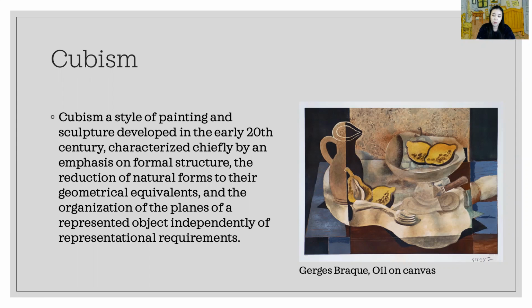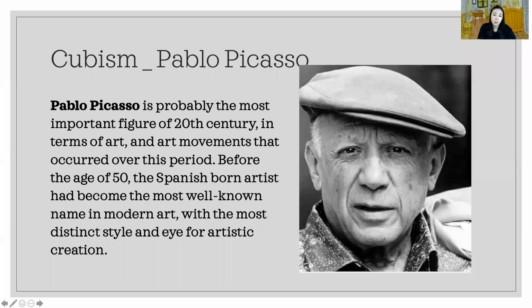So the most representational artist of Cubism is Pablo Picasso. Pablo Picasso is probably the most important figure of the 20th century in terms of art and art movements that occurred over this period. Before the age of 50, the Spanish-born artist had become the most well-known name in modern art with the most distinct style and eye for artistic creation.